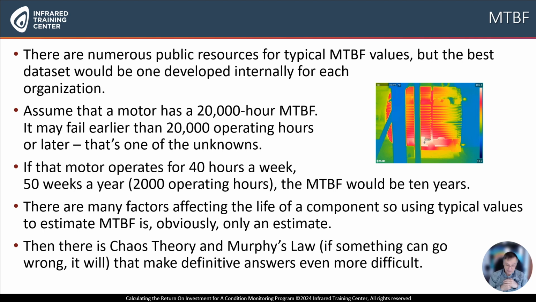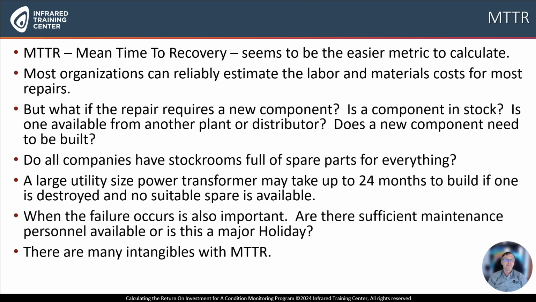But then there's everything like Murphy's Law, if something can go wrong, it will, and chaos theory that interrupt these MTBFs, and things fail way sooner than you think, and then things last a lot longer than you would ever expect. So these are just averages, these are just the means, okay? So the mean time to recovery, that seems to be the easiest metric to calculate.